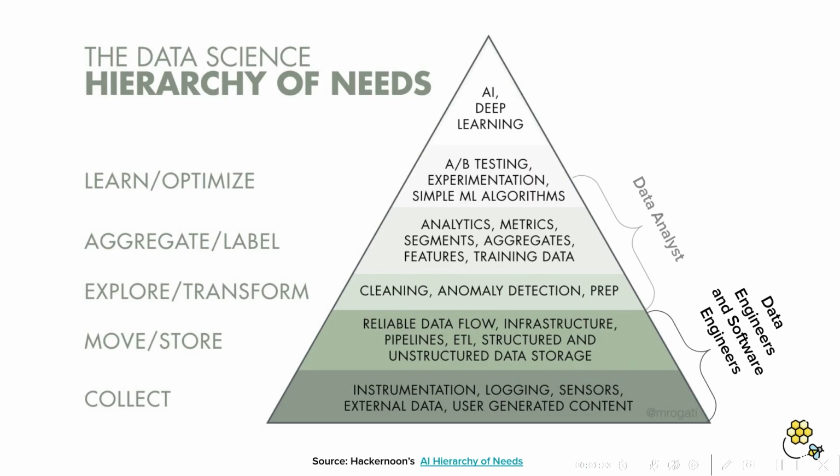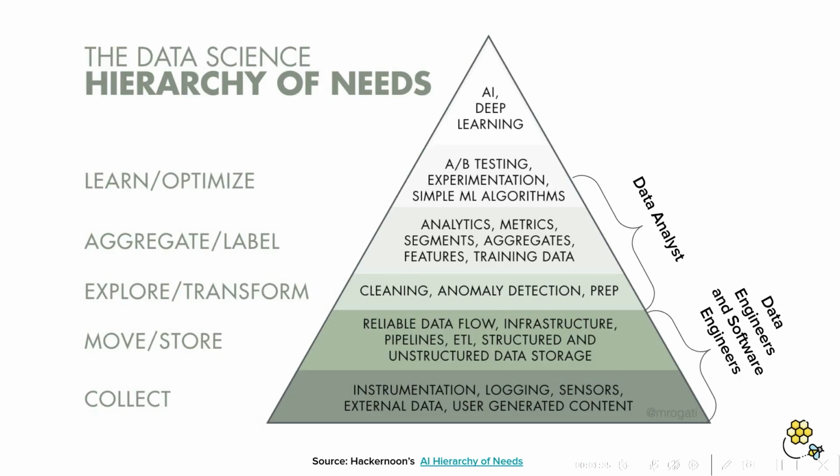These two steps in the hierarchy, aggregating and labeling, and exploring and transforming, are typically the role of a data analyst. In these two steps alone, a data analyst is taking data, making sense of it, and using basic actions like aggregation to spot trends. Although it seems basic, these steps are crucial for making business decisions. These steps are really important for laying the groundwork for the next level of the hierarchy, typically where data scientists live.